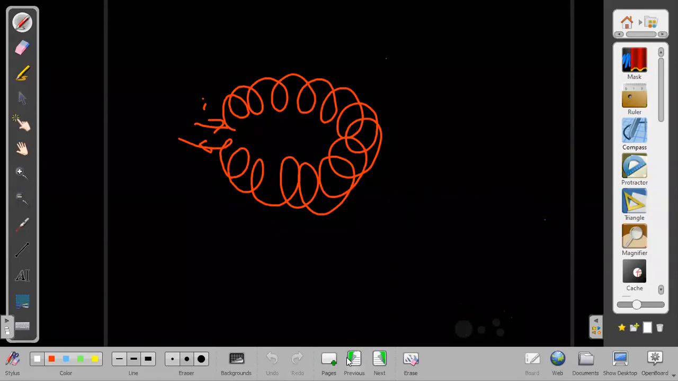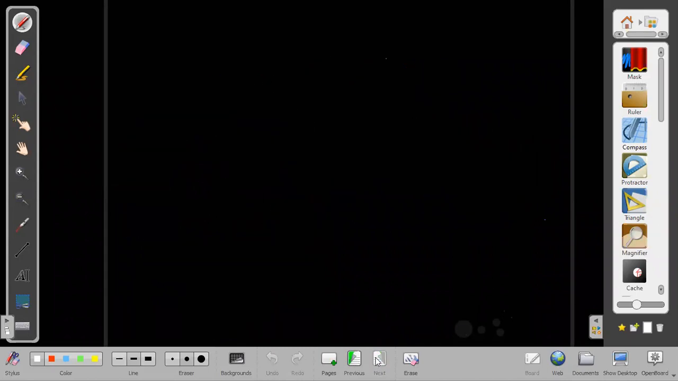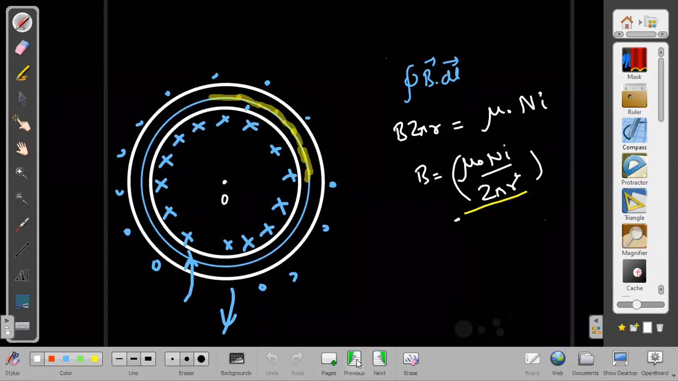What is the field outside the solenoid? Normally they say the field outside the solenoid is 0. But I should say that that is not exactly the right answer. That is only when we are a little large distance from the solenoid, far, not very much large also.